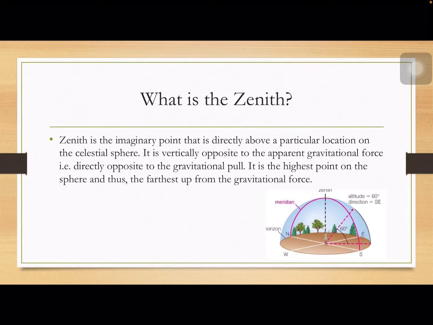What is the zenith? Zenith is the imaginary point that is directly above a particular location on the celestial sphere. It is vertically opposite to the apparent gravitational force, directly opposite to the gravitational pull. It is the highest point on the sphere and thus the farthest up from the gravitational force.